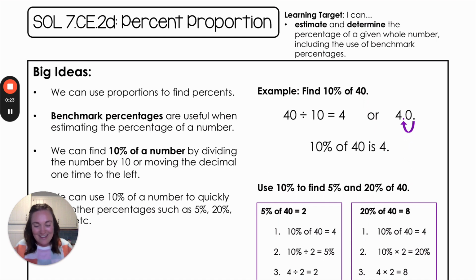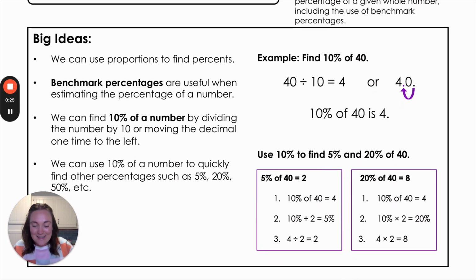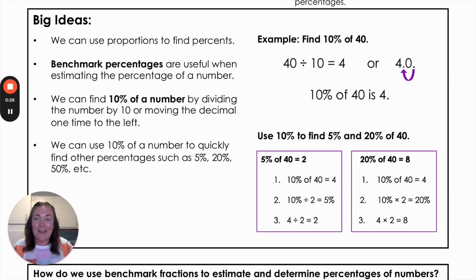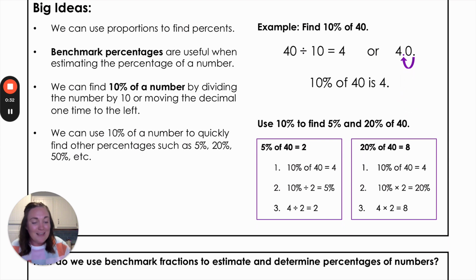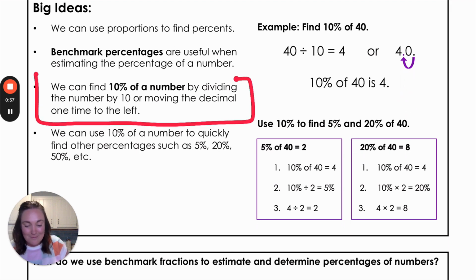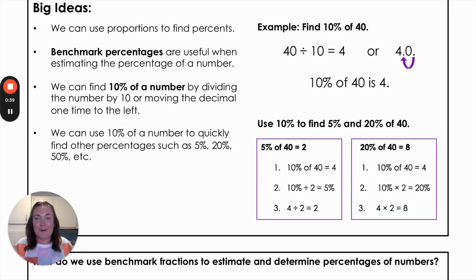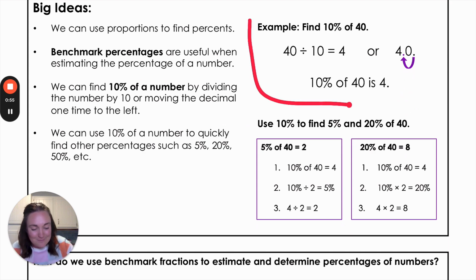All right, so like we said, we're going to use percentages, our proportions to find percents. We're going to talk about benchmark percentages and how helpful they are when we're finding a number. Our most important benchmark fraction or percentage we are going to talk about is 10% of a number. So we can always find 10% of a number by dividing it by 10 or just moving that decimal one time to the left. Once we have 10% of a number, it's really easy to find 20%, 30%, or even cutting it in half to find 5%. So let's look at an example of that before we dive in.